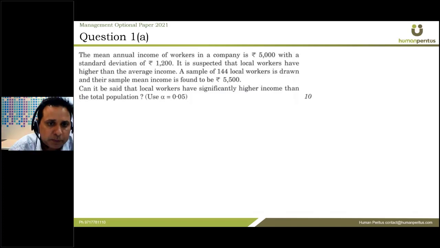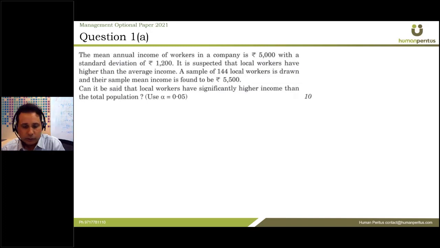So this is the first one. Question number one, part A. It says the mean annual income of workers in a company is rupees 5,000 with a standard deviation of rupees 1,200. It is suspected that local workers have higher than average income. So to verify this, a sample of 144 local workers is drawn and their sample mean comes out to be 5,500. So now what we have to find out, can it be said that local workers have significantly higher income than the total population, than income of total population?